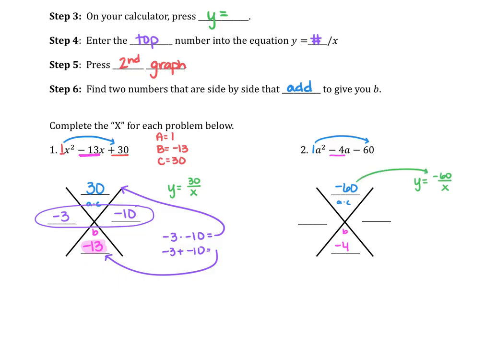Now I'm looking for two numbers side by side that are going to add to give me negative 4. When I look at the table, I can see those factors to be negative 10 and positive 6. Remember what we want to happen. We want those two numbers to multiply to give me the top of my x. They do. And we want those two numbers to add to give me the bottom part of my x, which they do. So my two factors would be negative 10 and positive 6.